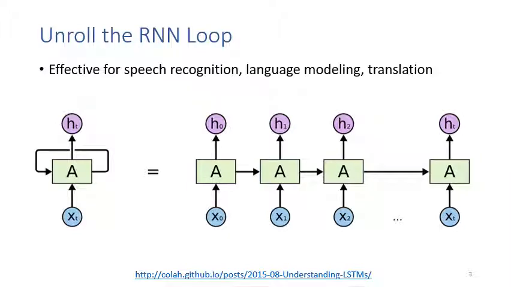To better understand how it works, we can unroll the RNN loop in the time domain. Let's look at this picture. This is one neuron, one RNN neuron. And the input is a time series data X, and output is a time series data H. So first, we unroll the input data in the time domain. So let's show the data from the beginning, x0, x1, x2 to xt. And then we will have the output h0, h1, h2.